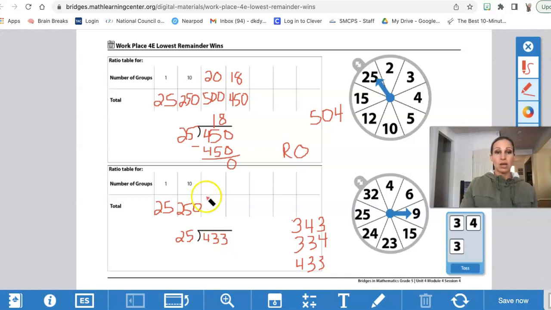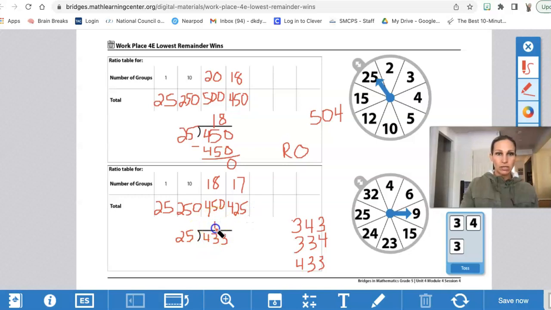Okay, now I actually have to solve this. So I'm going to use my ratio table up here to help me. So let's see. I know from up here 20 was too much. Let's do 18. So 25 times 18 was 450. I'm going to take away one more group of 25 to get 425. And that's where I'm going to stop because that's the closest I'm going to get.